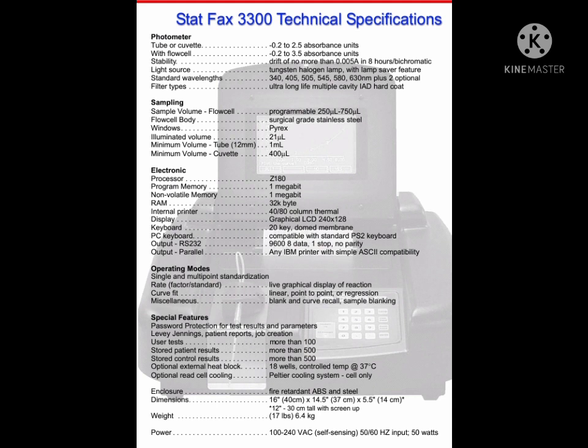And along with this instrument, one heat block is provided, that is an 18 wells heat block given with this instrument, and Peltier temperature control. Peltier cooling system is there in this instrument. And weight of this instrument is around 6.4 kg, and dimension is 40 centimeter, 37 centimeter, and 14 centimeter. Power source is 100 to 240 volt.